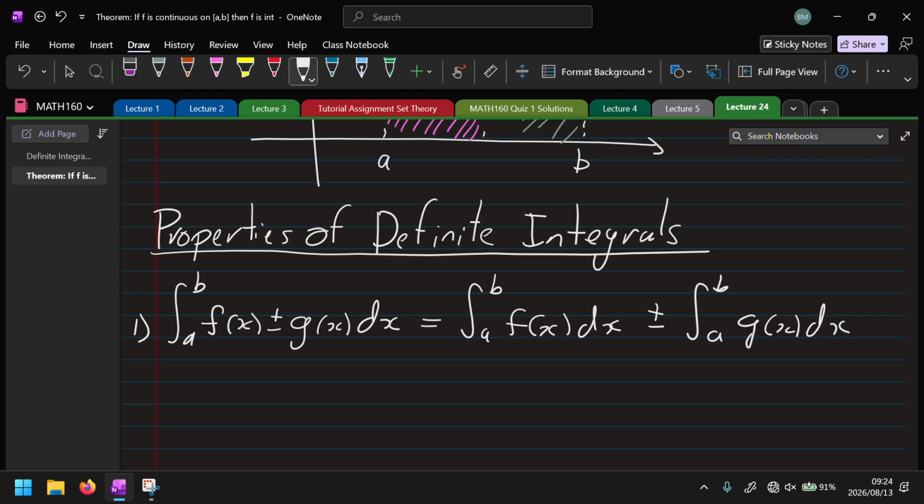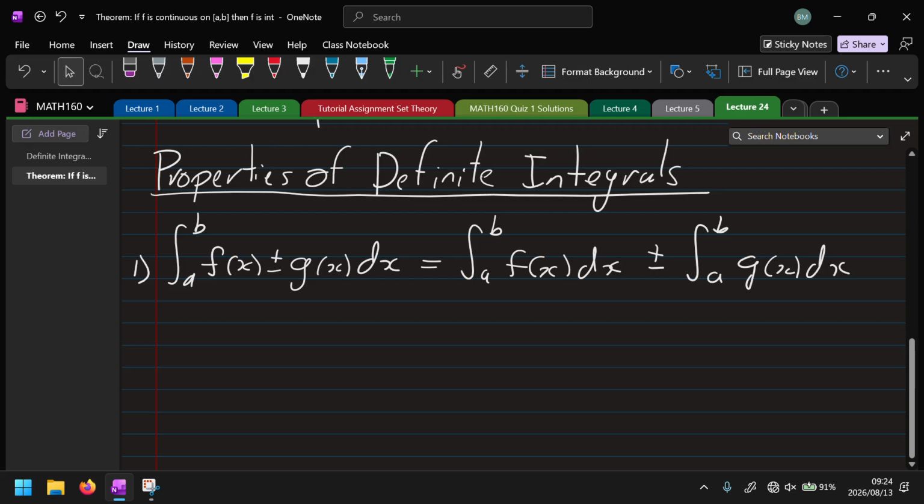What this property says is that the area under the sum of two functions, or the difference of two functions, is the area under the first, again, plus or minus, the area under the second. You can do it individually. So we can separate the integral over a plus or a minus. We're going to write out all 10, and then we're going to look at some of the proofs. So for now, I just make notes.